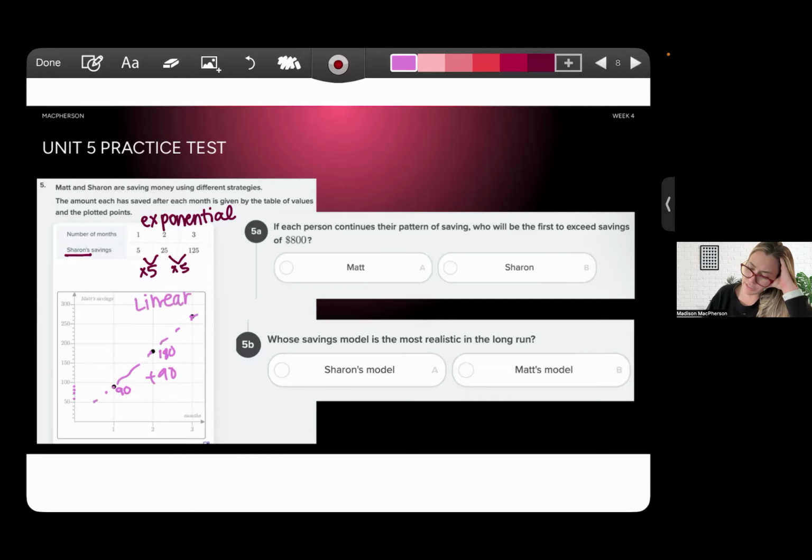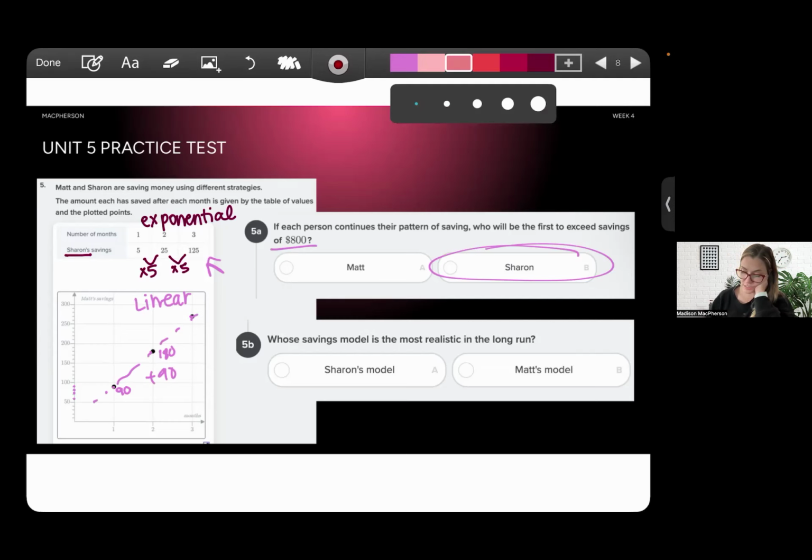So if each person continues their pattern of saving, who will be the first to exceed $800 of savings? Well, that's clearly going to be Sharon. She is multiplying her savings by 5 every time. She's going to get to 800 faster.